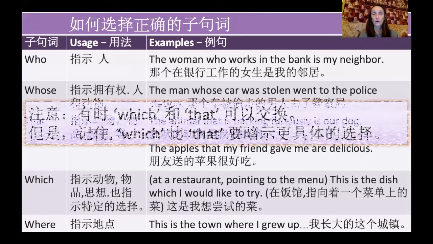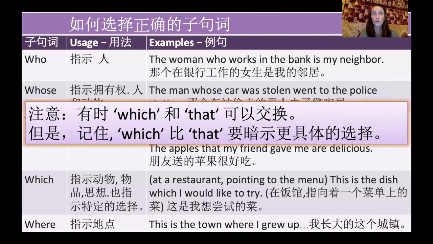Okay, so just finally to remind you, draw your attention to which and that can be exchanged. 可以交换. But 但是记住 which 比 that 要暗示更具体的选择. Okay, so it's indicating something more specific. All right.